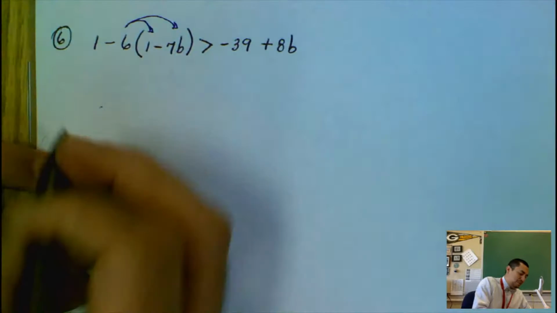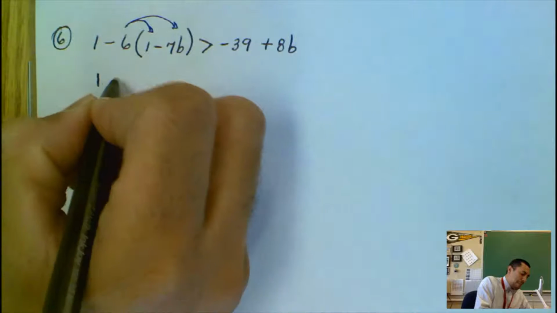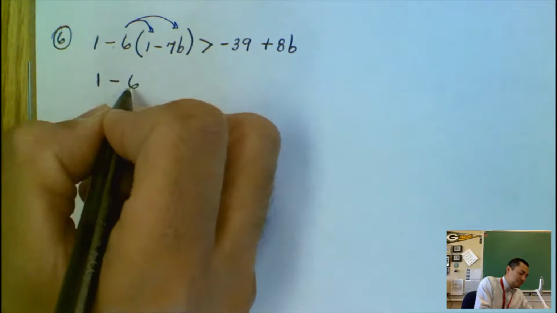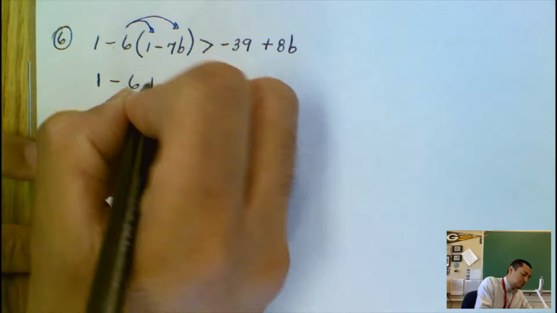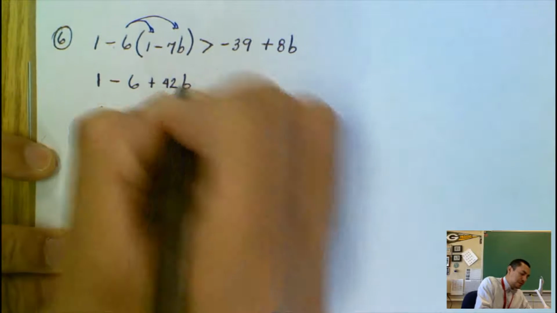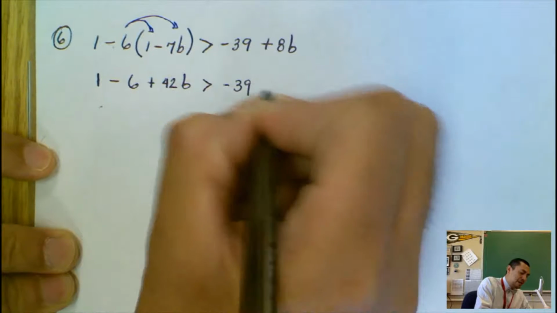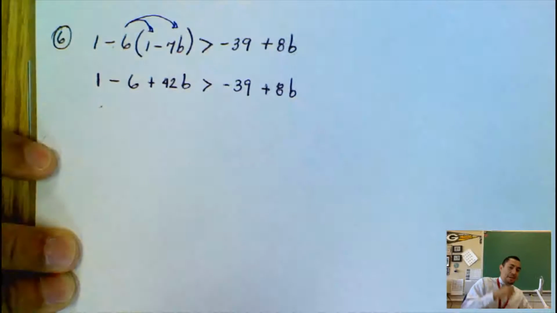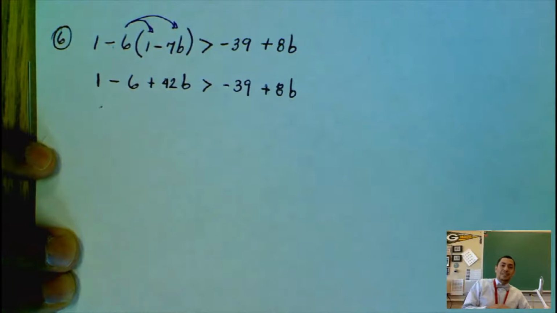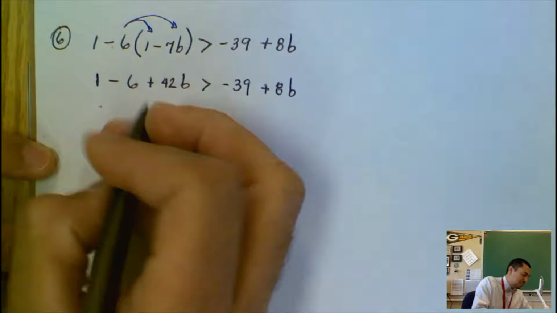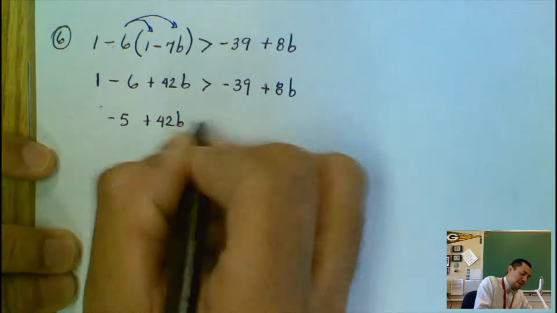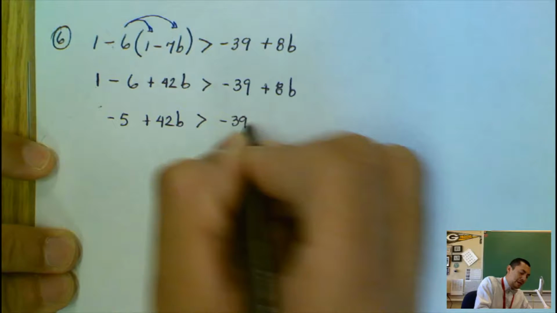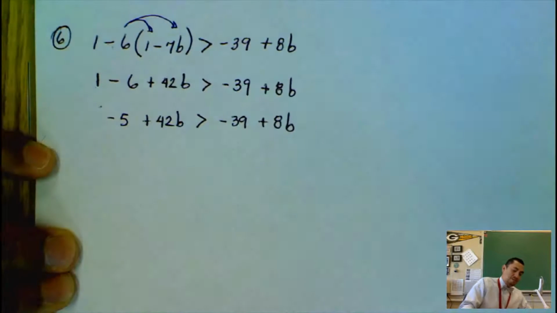So in this case, I'm going to have 1 minus 6. Negative 6 times 1 is negative 6. Negative 6 times negative 7 is positive 42b, greater than negative 39 plus 8b. Okay, what is next? Simplify on the left side. 1 minus 6 is negative 5. Negative 5 plus 42b greater than negative 39 plus 8b.